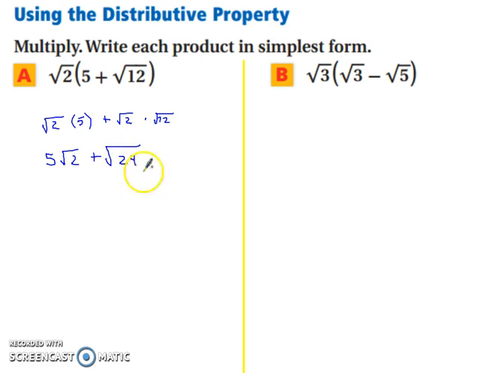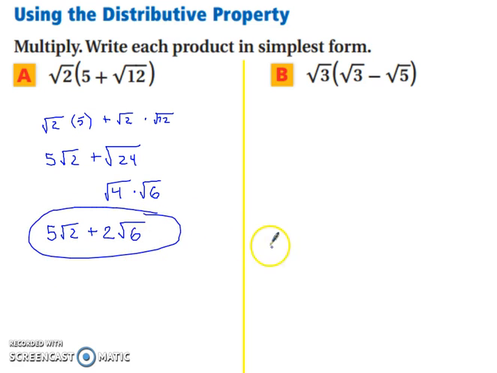We can simplify the square root of 24. So we can separate this into the square root of 4 times the square root of 6. We can't do anything with 5 square roots of 2, so we're just going to continue to rewrite that. And the square root of 4 is 2, and there's nothing we can do with the square root of 6. So, our end result.